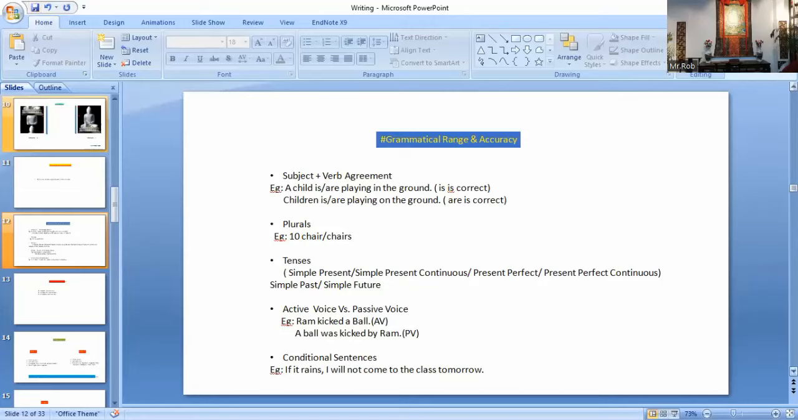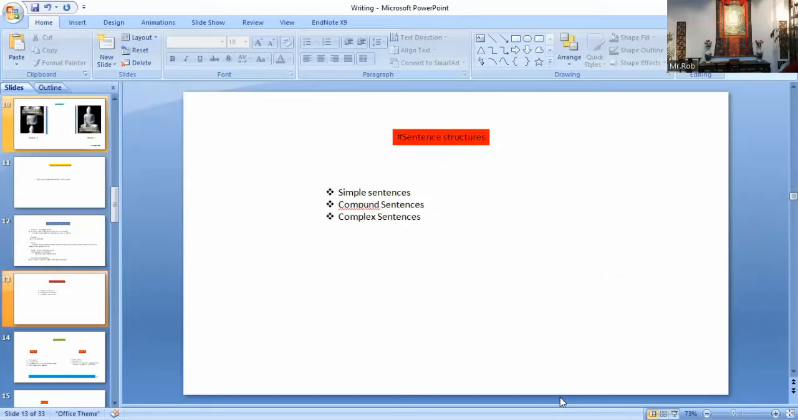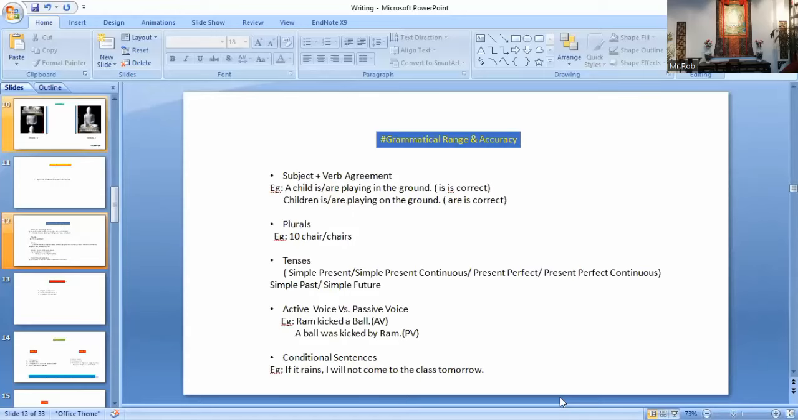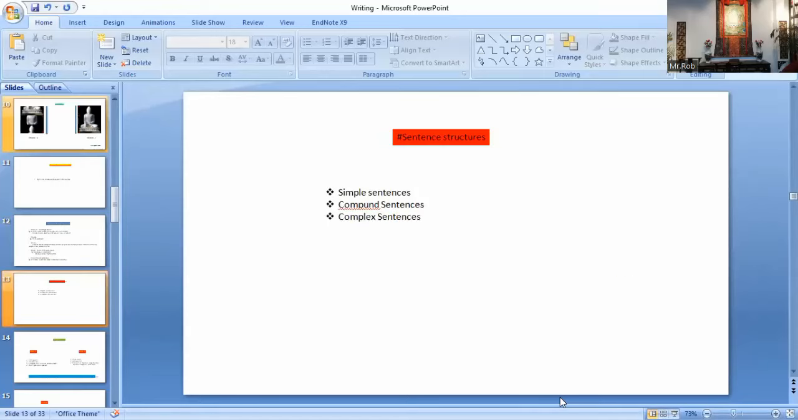And there would be some other sentences like conditional sentences. For example, you could use a conditional sentence like, if it rains, I will not come to the class tomorrow. There is a condition here, if it rains, right? So these are conditional sentences, so try to use conditional sentences as well. Conditional sentences are a special form of complex sentences. We will talk about that later on. So try to use sentence variations in your writing.